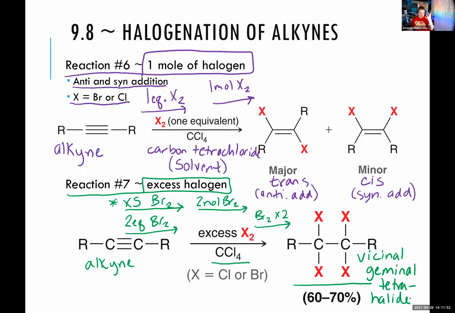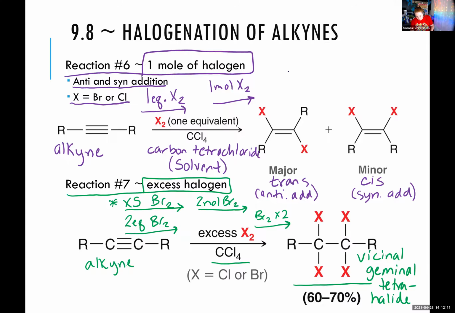So tetrahalide, because there's 4 of them, tetra. Vicinal geminal, because there's 2 on one carbon and 2 on the other carbon, and then those groups of 2 are vicinal to each other. And then the ones above it, let's give those a label also.